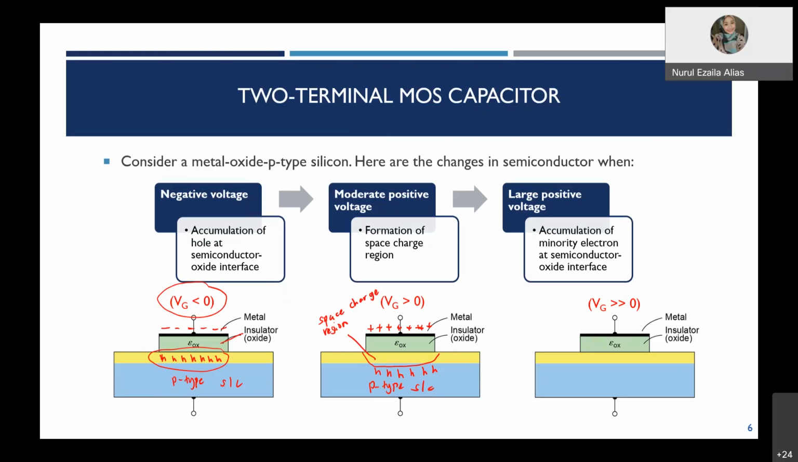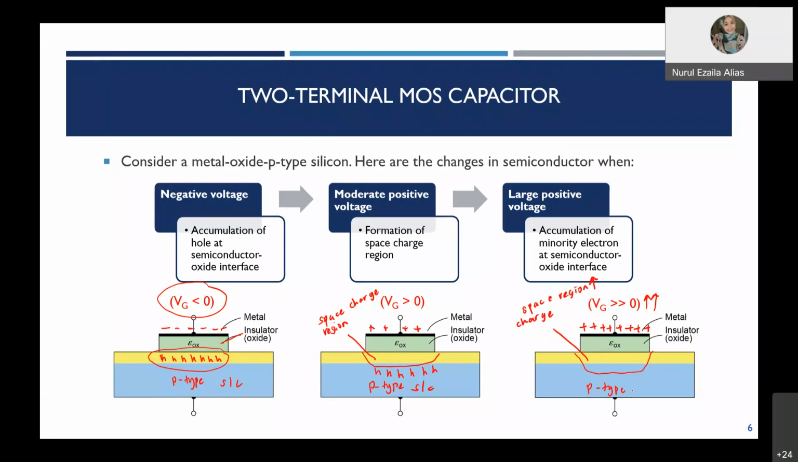Other than that, what happens when you apply a very large positive voltage? There will be a larger positive voltage over here. Of course, we expect that the depletion region, or the space charge region, will be much larger due to the larger positive voltage. This is less positive voltage, and this is larger positive voltage, and this space charge region is actually increasing.